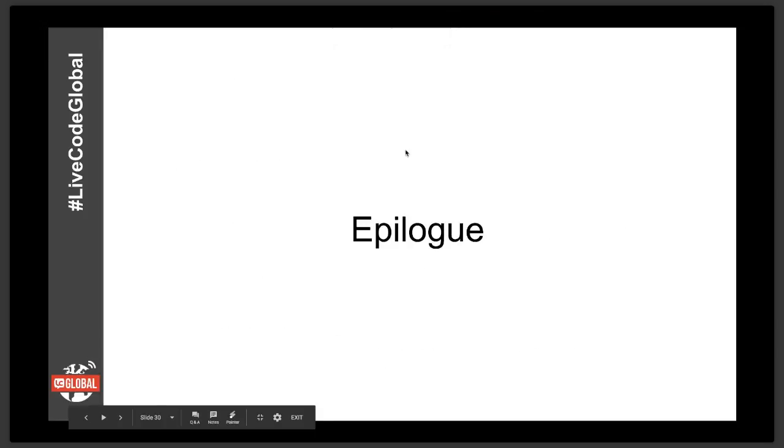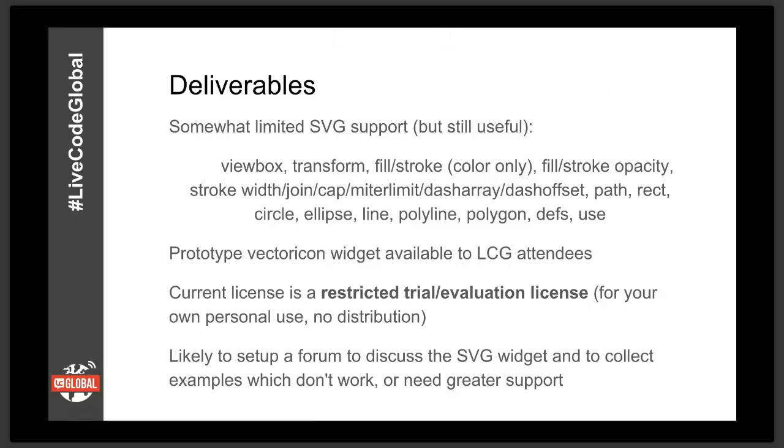Okay, so there's a couple of slides left. I just need to say a couple more things. Again, at the moment support is somewhat limited, but there's lots of SVG files which render perfectly using what it does have. So essentially, this is the list of things it currently supports. Particularly, there's no solid color or gradient support. There is the prototype vector icon widget. It will be available to all LCG attendees. It is under a restricted trial evaluation license, meaning it's for your own personal use, i.e. no distribution.